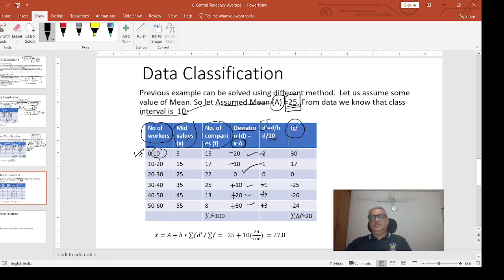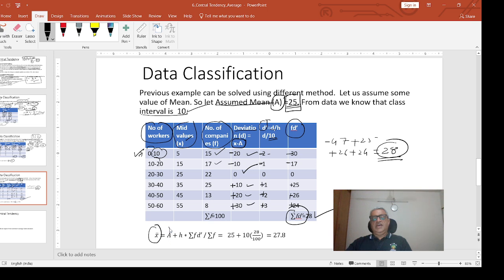Now I calculate f d dash. So I take the number of companies 15 multiplied by minus 2, that is minus 30. I have 17 multiplied by minus 1, that is minus 17. And I have plus 25, plus 26, and plus 24. So minus 47, plus 25, plus 26, and plus 24 gives me 28. So my sigma f d dash is 28. This is correct. Okay, so how do I calculate my average?